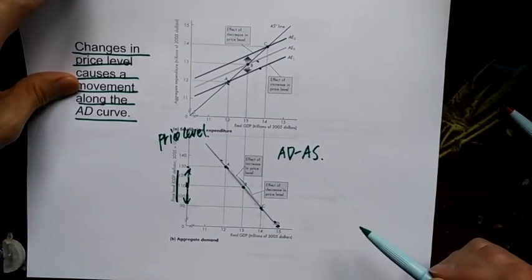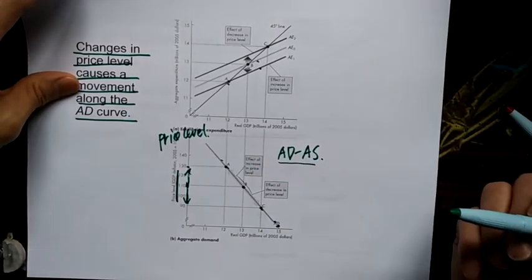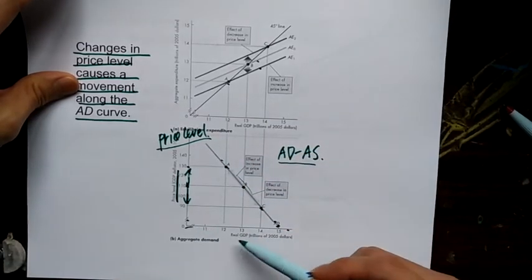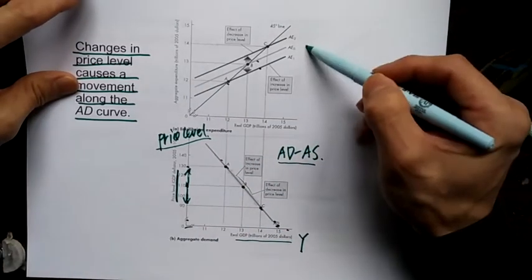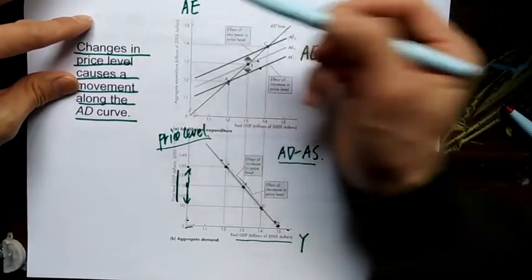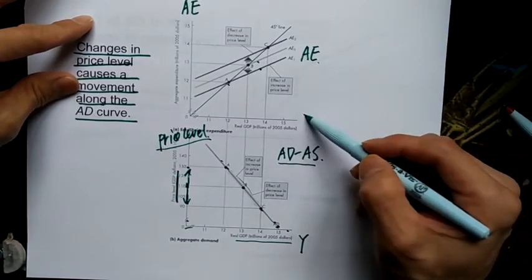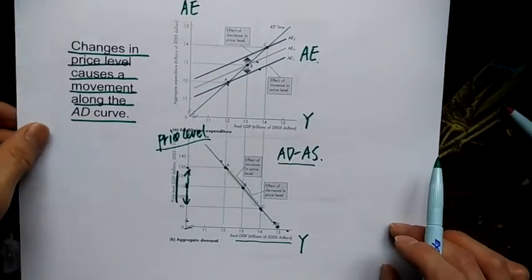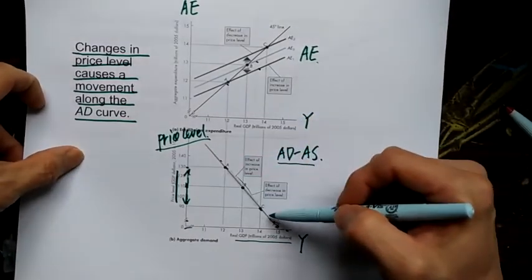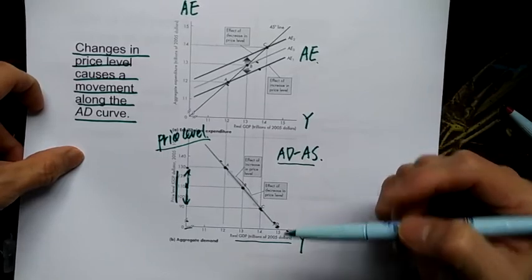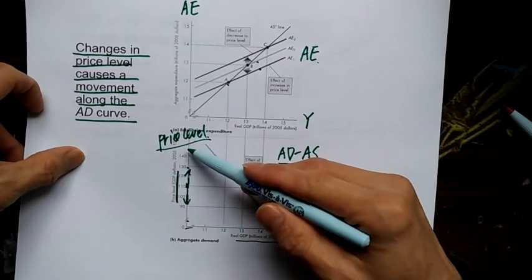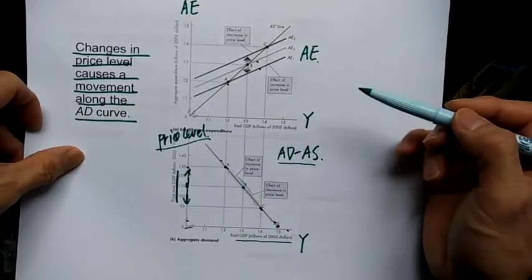Let me emphasize this again. On the aggregate demand, aggregate supply diagram, the variable on the y-axis is the price level. The variable on the x-axis is income. In the aggregate expenditure diagram, the variable on the y-axis is aggregate expenditure. The variable on the x-axis is income. So what causes a movement along the aggregate demand curve? One thing. That is, the change in price level, the change in the variable on the y-axis.